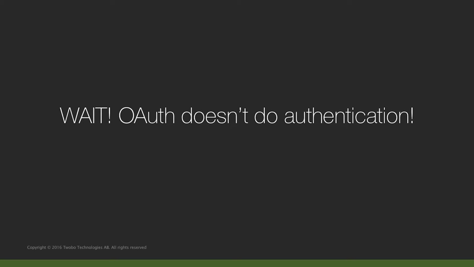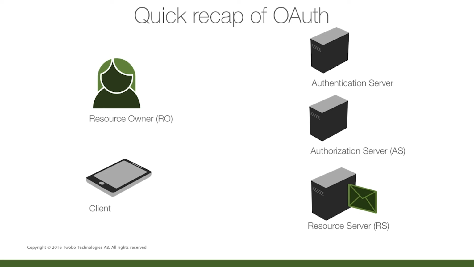OAuth is an interesting protocol, but it doesn't do authentication. So what we're really trying to find out here is who is the user and what is the user allowed to do. OAuth can't answer that. It can't say who is the user because it doesn't know. Like, it can't authenticate you. Someone else has to tell OAuth who the user is. So essentially we have these guys. Typically you have 4 in OAuth. I added a 5th because it's interesting in this case. We have a resource owner, you, the user.